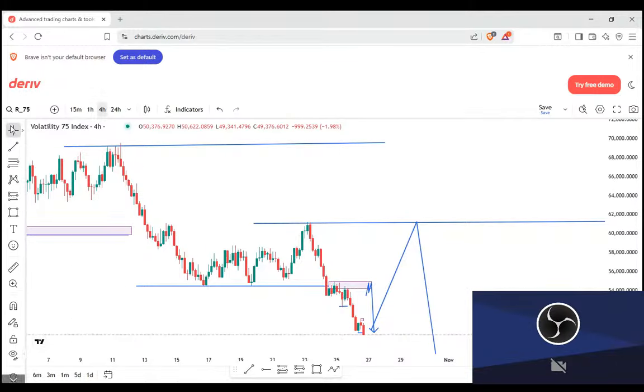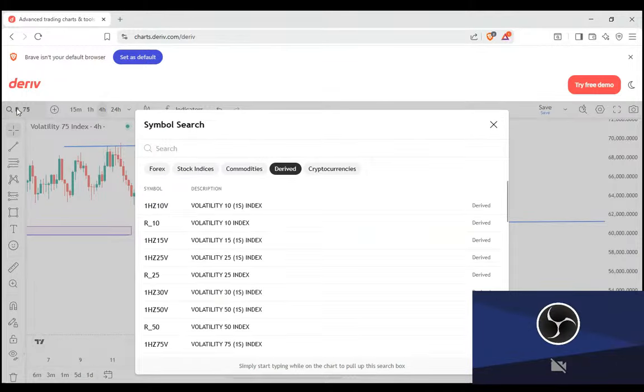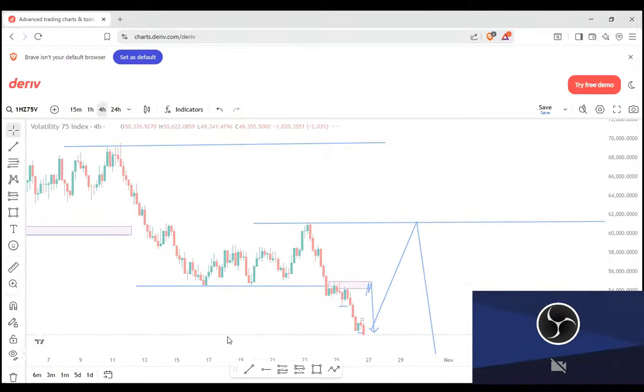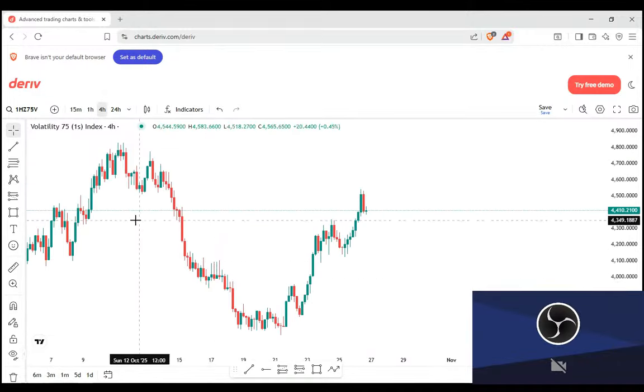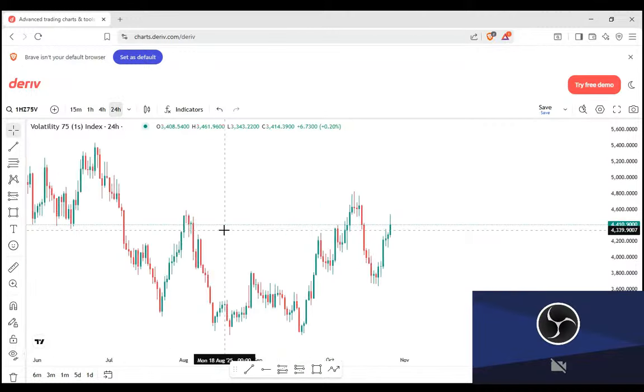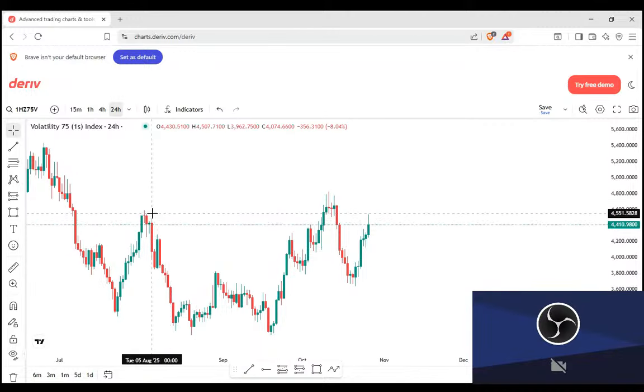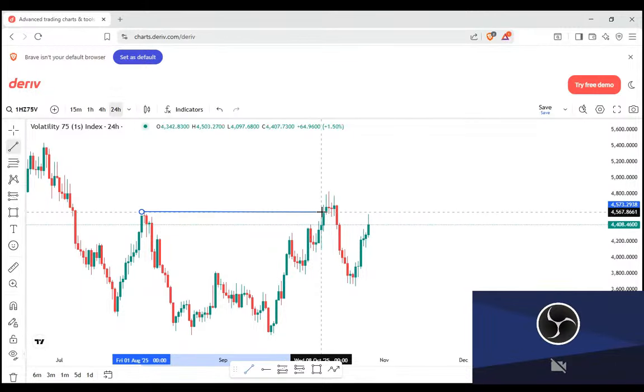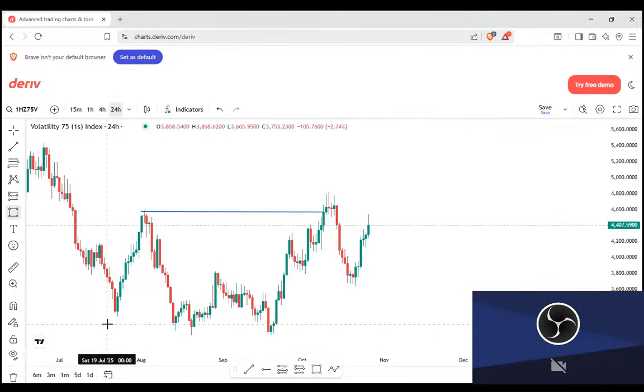So this is 75 index. If we go to 75 1S index, let's see what it's doing. You can see 1S index giving us a clear structure to the upside, trying to give us something like a head and shoulder pattern here. Price trying to break this with the body, and then at this low, price broke it, telling us that the sellers are in the market.